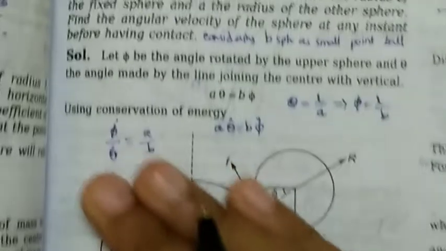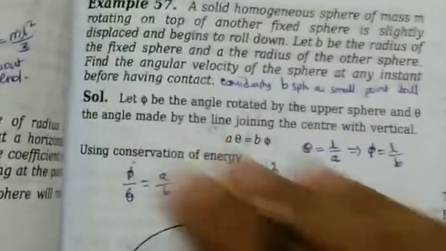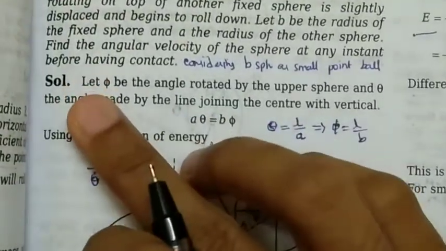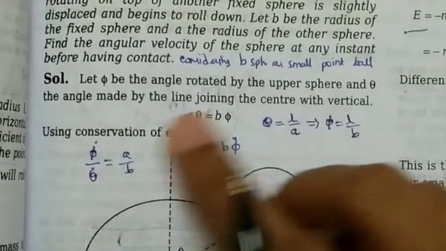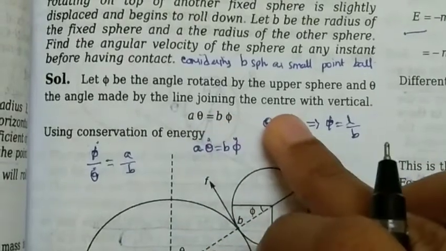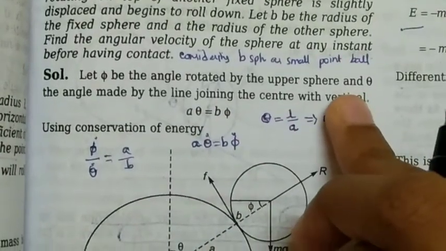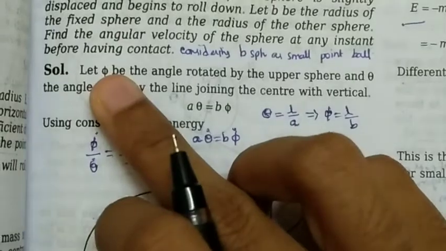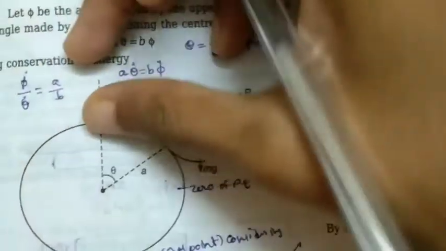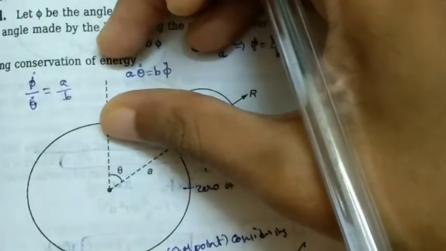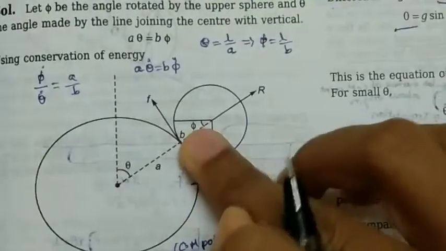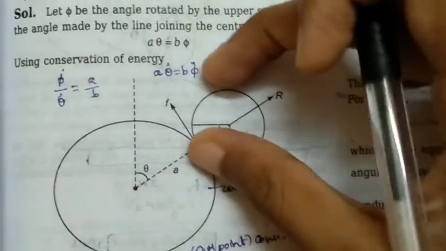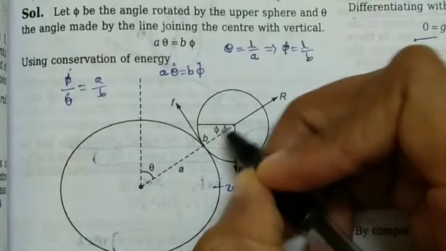So now, coming to the solution of this problem. Let phi be the angle rotated by the upper sphere and theta the angle made by the line joining the centers with the vertical. Here it is given that phi is the angle rotated by the upper sphere. So this is the upper sphere. When it is placed and slightly displaced, it would roll. This sphere has rolled down phi angle.